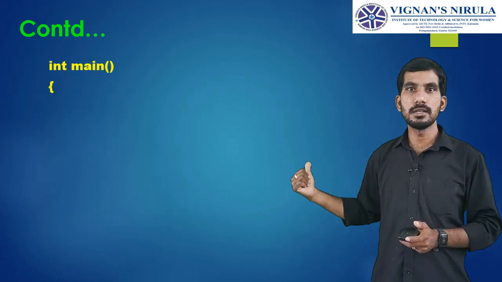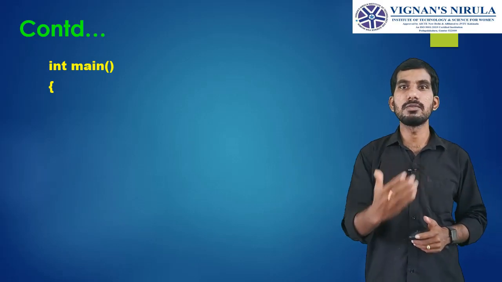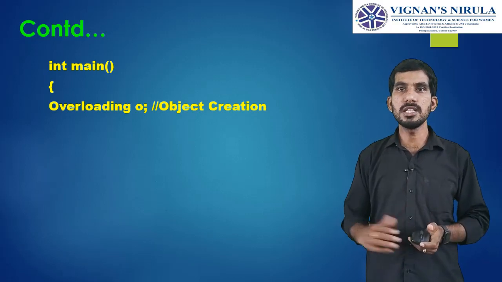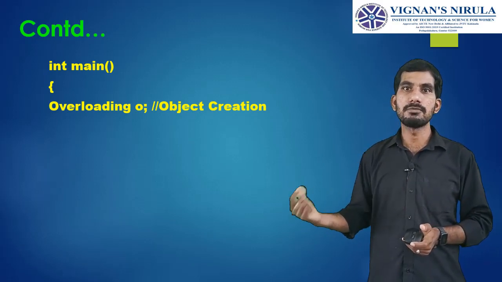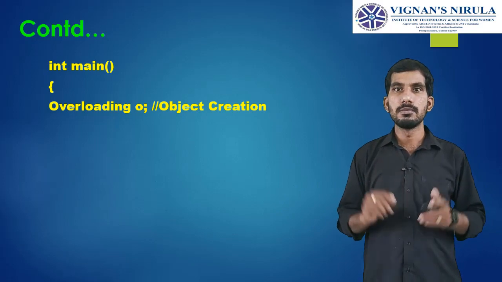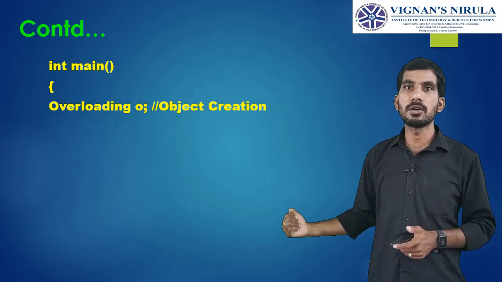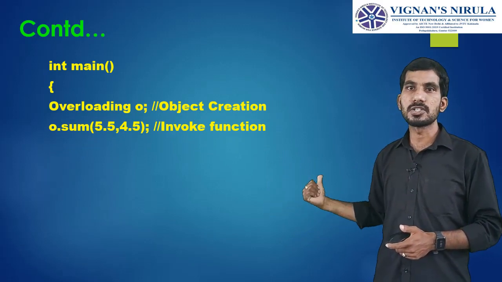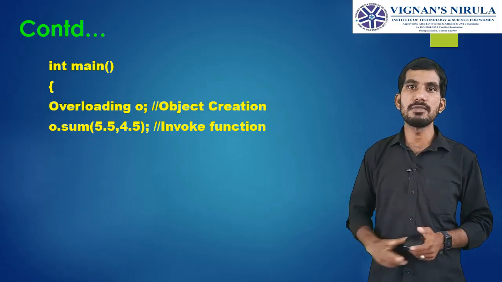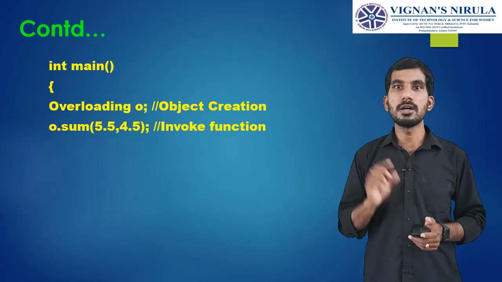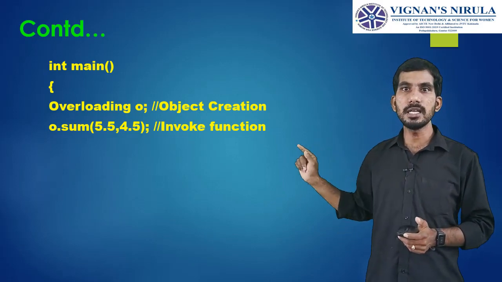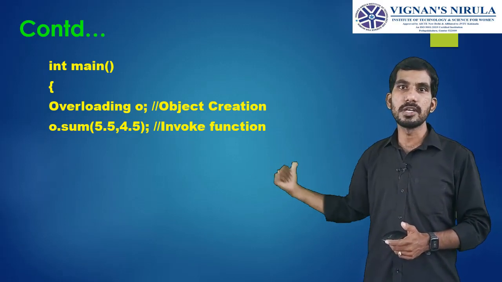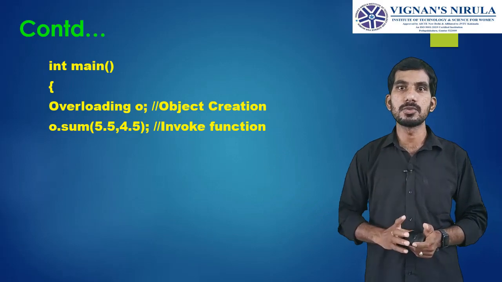So take the main function. Within this main function, I am creating one object. Here, the object is created with the help of the class name. The class name is overloading, followed by the object name. With the help of that object, we can call the methods or functions. Object name dot sum function, and the first sum function has two arguments of a different data type. One is double a, another one is double b. For that, here I am passing two variables' values.